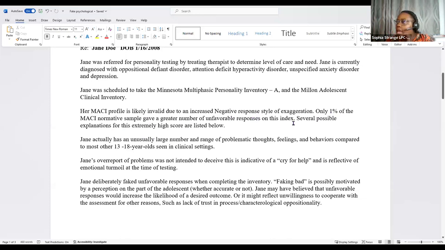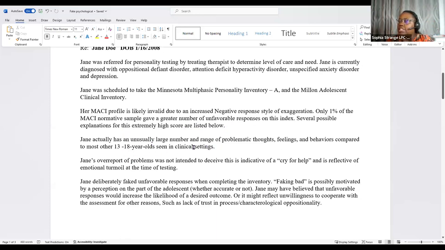Everybody understand? Several possible explanations of this extremely high score are listed below. Now, thanks to the advent of computers, a lot of these tests, when they're entered in, it generates a probability list of these things. And the tester now has to go through and look at that list and, based off of what the person reported in a clinical interview, click through. It could be all of these, but they'll click through what it more probably is based off of what they were told. So there's also now the art form of painting that picture.